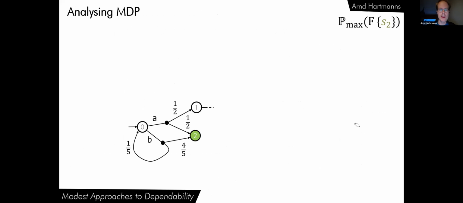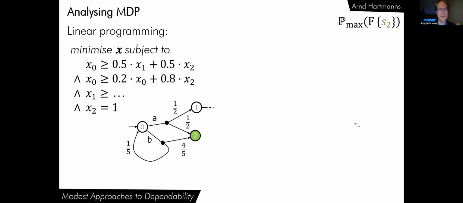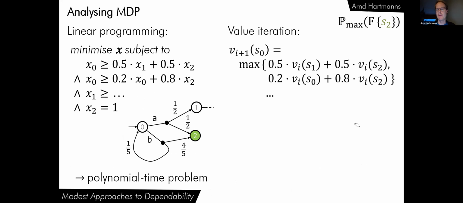So to analyze them, I don't want to say much, just mention that you can use the same kinds of equations, but now it's optimization. So instead of linear equation system solving, you go to linear programming, which in particular means that for unbounded probabilities, this is a polynomial time problem. And you can adapt value iteration.